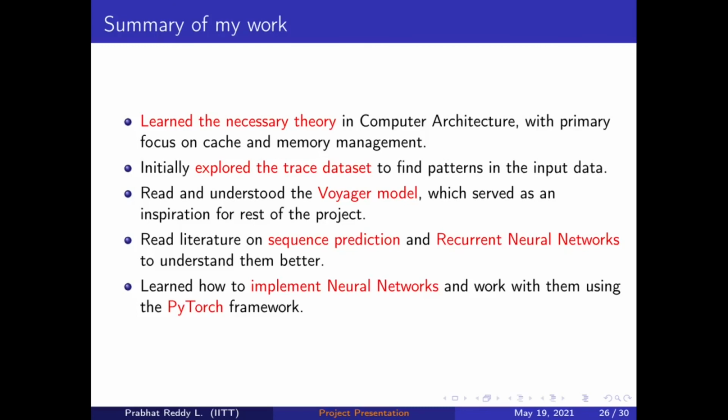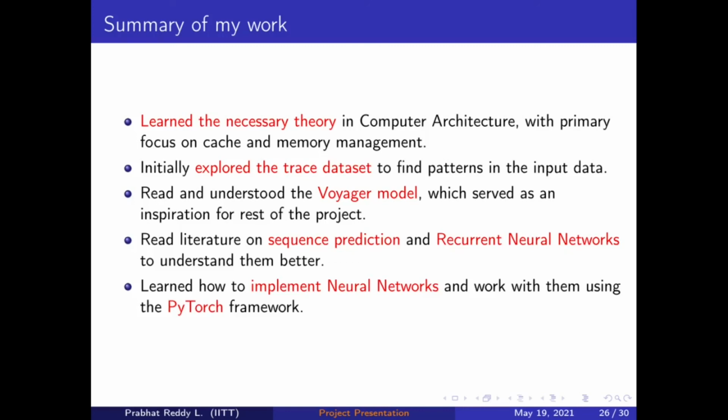Finally, this is the summary of my work. I started by learning the necessary theory that's required for this project that is related to computer architecture. Then I explored the trace dataset to find patterns in the input data. I read and understood the Voyager model, which served as an inspiration for the rest of the project. I also read some literature on sequence prediction and RNNs to understand them better.